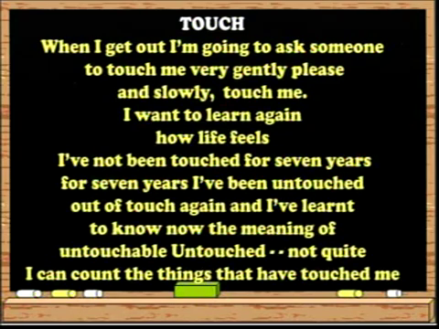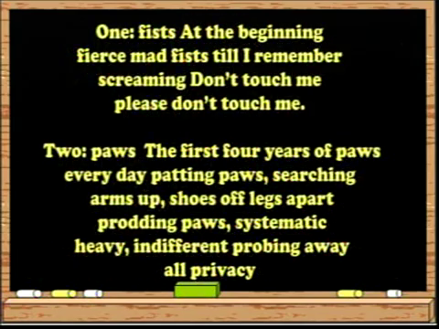I've not been touched for 7 years. For 7 years, I've been untouched, out of touch again. And I've learned to know now the meaning of untouchable. Untouched. Not quite. I can count the things that have touched me. 1. Fists at the beginning, fierce, mad fists, till I remember screaming, "Don't touch me, please, don't touch me."